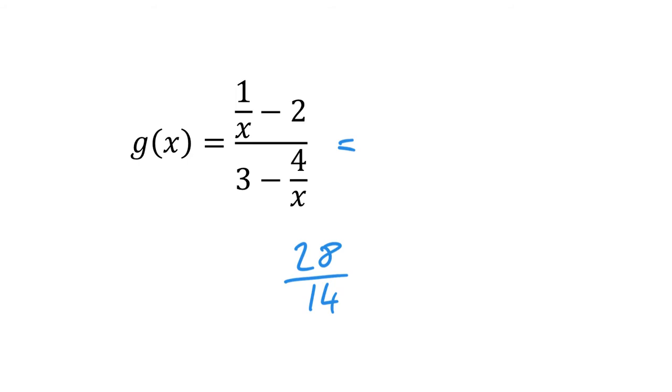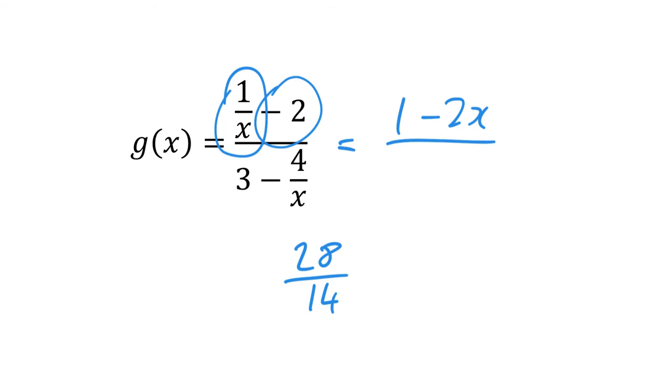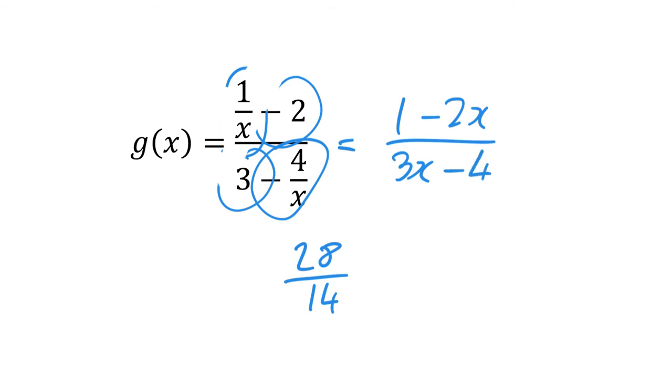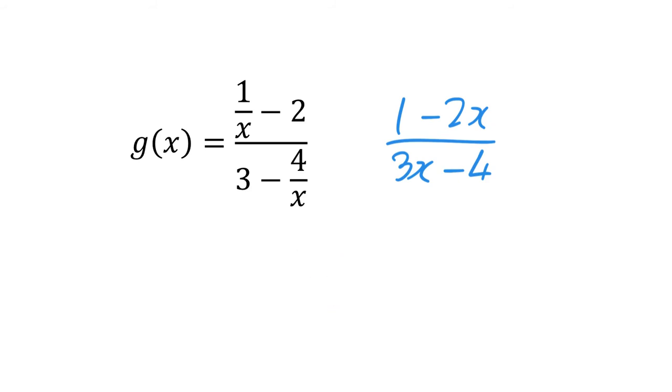But when we multiply by x, 1 over x multiplied by x will just give you 1. The minus 2 multiplied by x will give you minus 2x. And then the 3 multiplied by x will give you 3x. The minus 4 over x multiplied by x would just give you minus 4. So it is actually a much simpler expression you have got when you do it that way. And that's as good as you can go in this particular example.